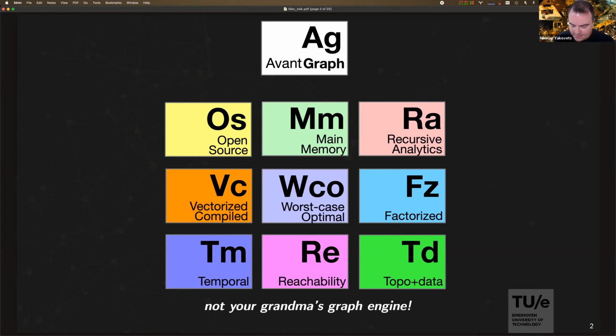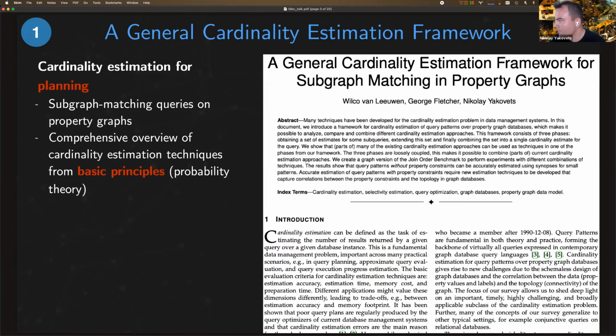In this short talk, I'm just going to give you a very short, elevator pitch style introduction to three things that we implemented recently in AvantGraph. All right, so the first thing has to do with cardinality estimation, which is incredibly important for query planning. And this survey that we just pushed onto arXiv is essentially a blueprint for the cardinality estimation framework that we have in AvantGraph.